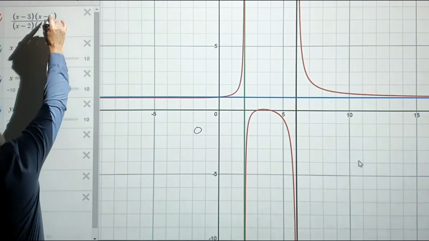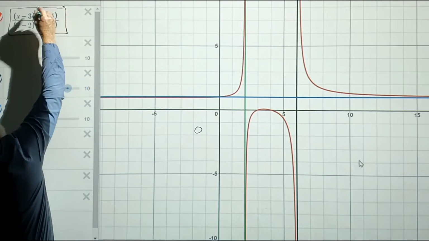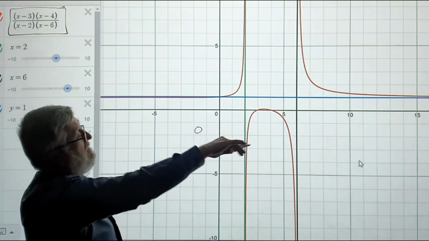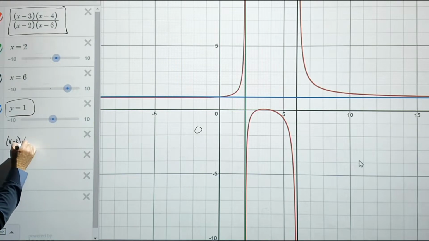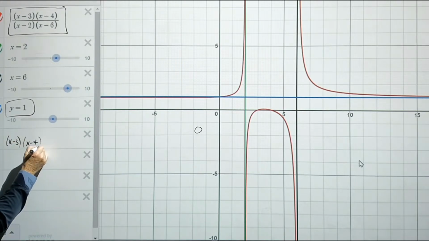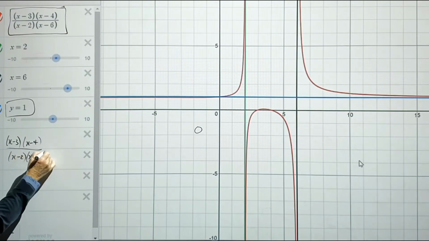So we need to find out where that intersects, because that's all the red, with the, is that blue or purple or mauve or something like that? We need to find out where those two intersect. So what do we got? I could just leave it as brackets, (x minus 3)(x minus 4) over (x minus 2)(x minus 6). Where does that equal 1?